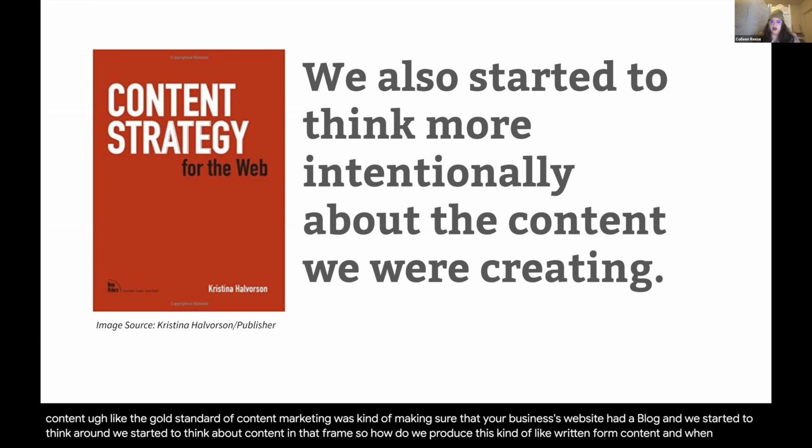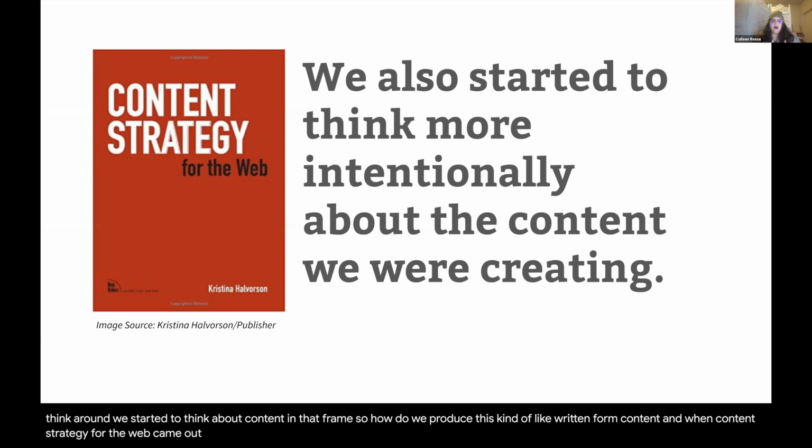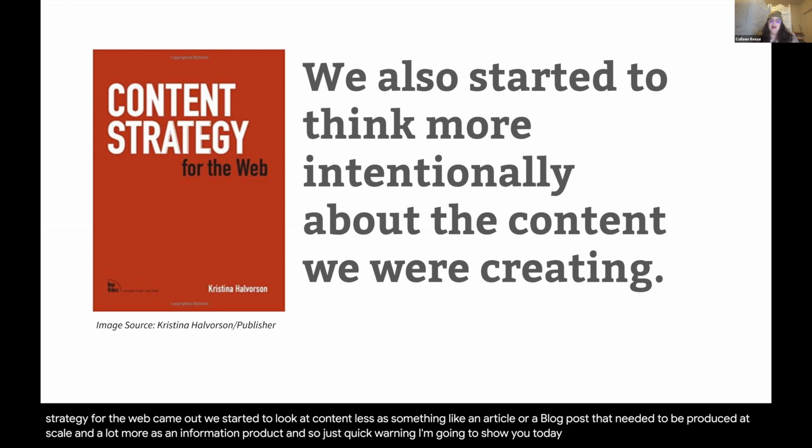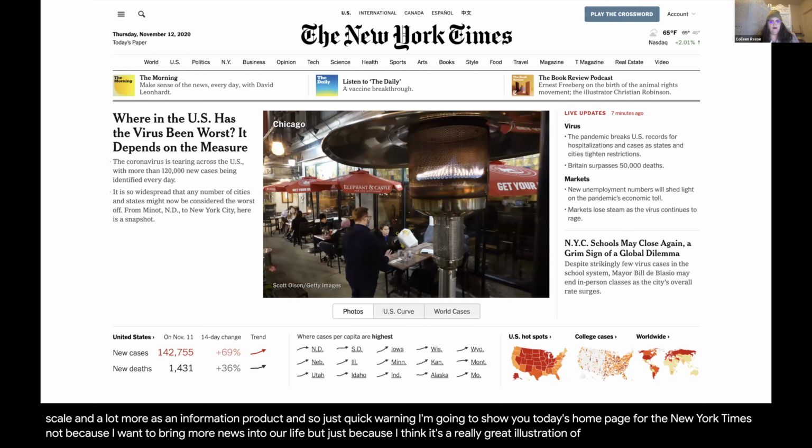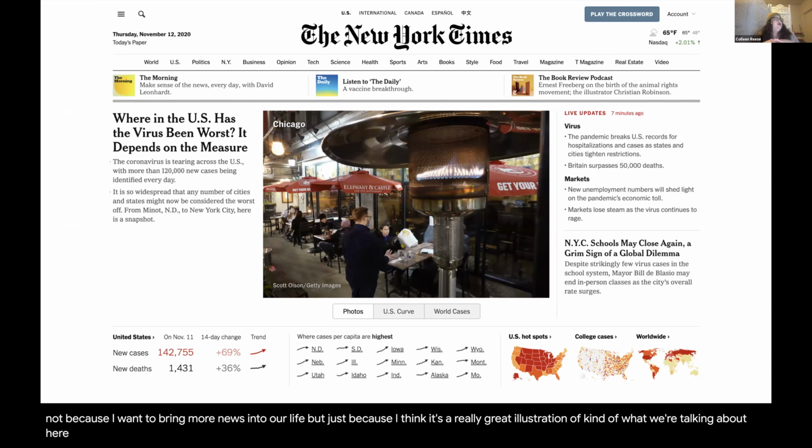And when content strategy for the web came out, we started to look at content less as something like an article or a blog post that needed to be produced at scale, and a lot more as an information product. And so just quick warning, I'm going to show you today's homepage for the New York Times, not because I want to bring more news into our life, but just because I think it's a really great illustration of kind of what we're talking about here. So this is today's homepage for the New York Times.